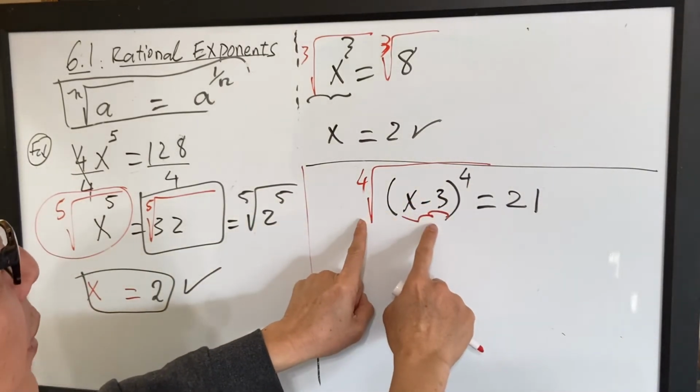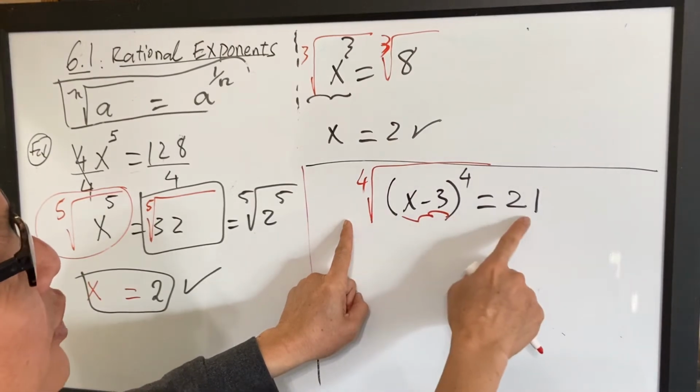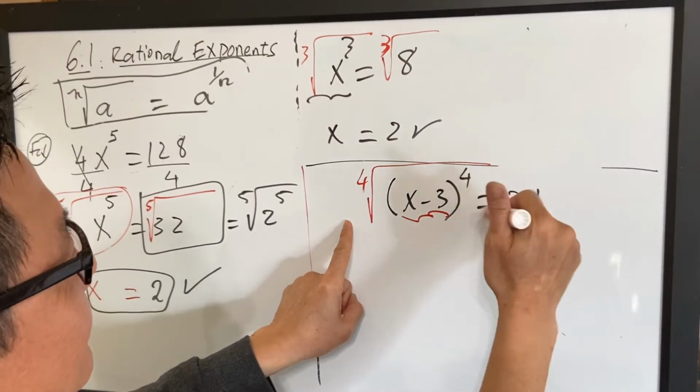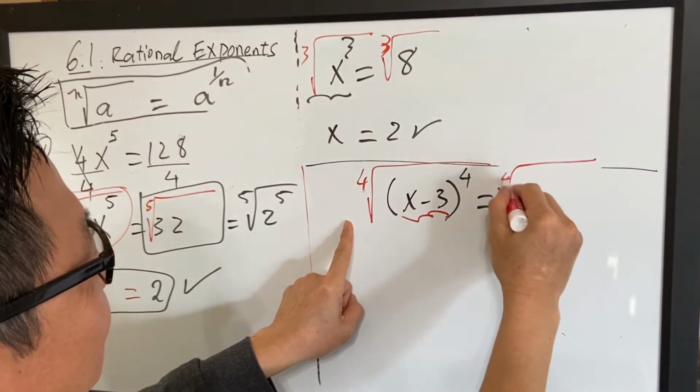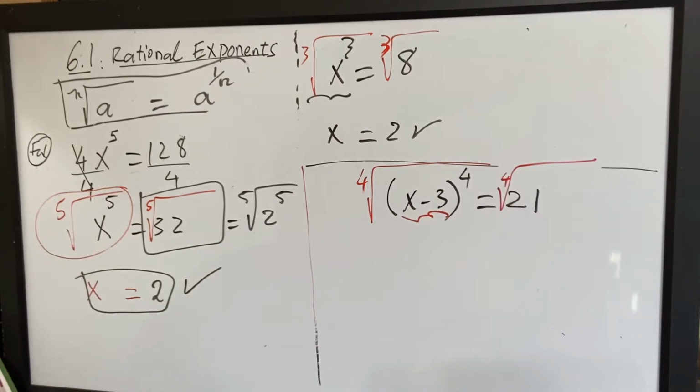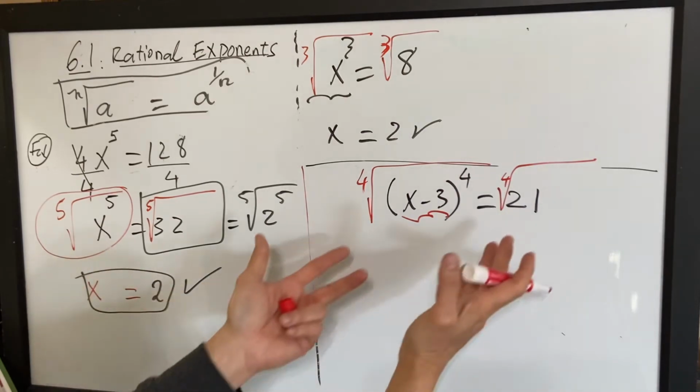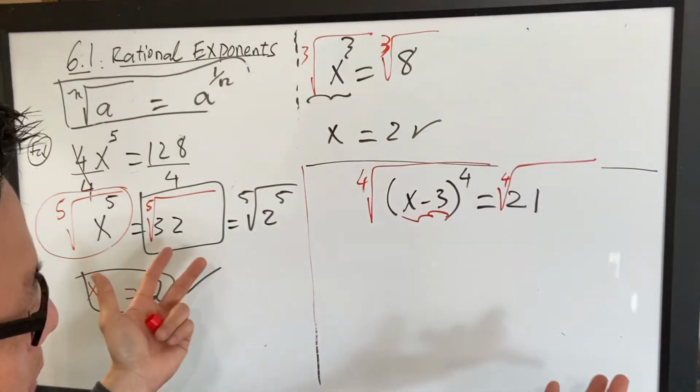If you do 4th root on one side, what do you do to the other side? That's right, 4th root right there. Okay, are we good here? Is it fair game? Have I changed anything? Nope.